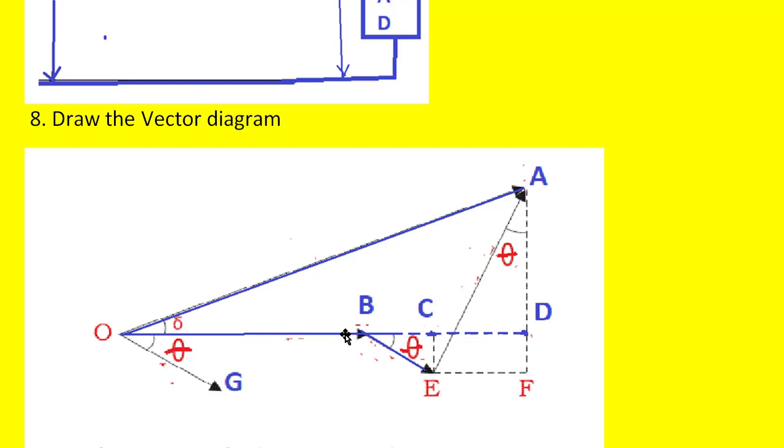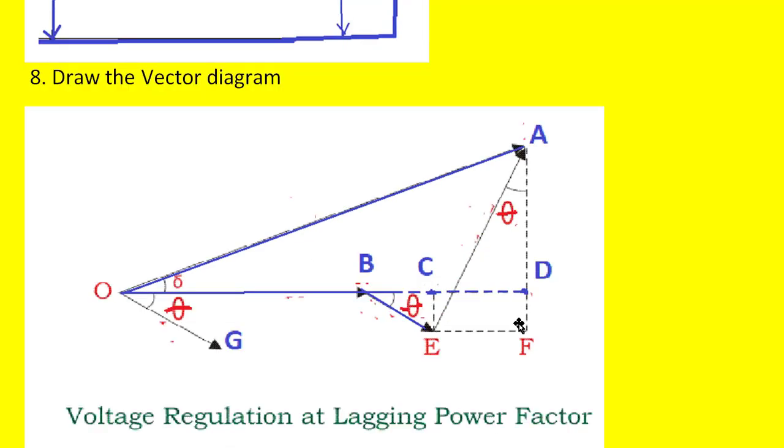We know the load terminal voltage, we know the voltage drop across the total equivalent resistance, and we know the total voltage drop across the total reactance of the transformer. If we add all these three vectors, we get the induced voltage in the secondary winding of the transformer, which is represented by OA. But this alone is not sufficient to get the voltage regulation of the transformer, so we have to make modifications to this.